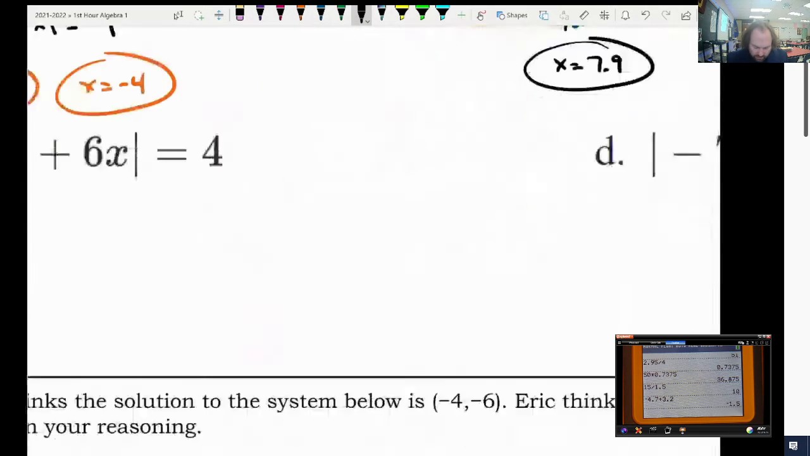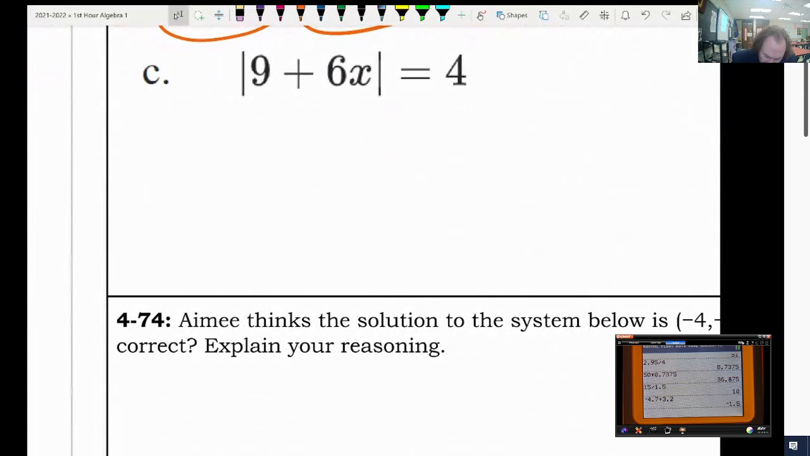It's the process that you got. C is going to look very much the same as that other problem. Let's write down 9 plus 6x twice. Again, take the inside of the absolute value, don't change anything about it, and write it down 2 times. Put an equal sign after it. One of these equals 4. One of these equals -4.